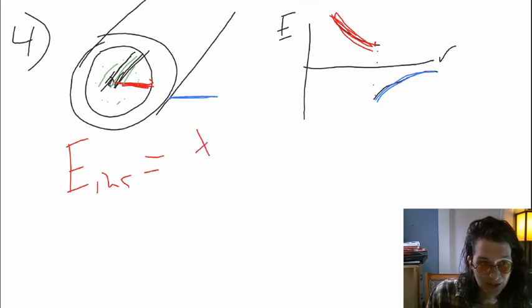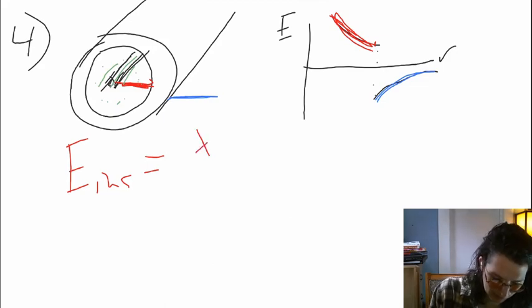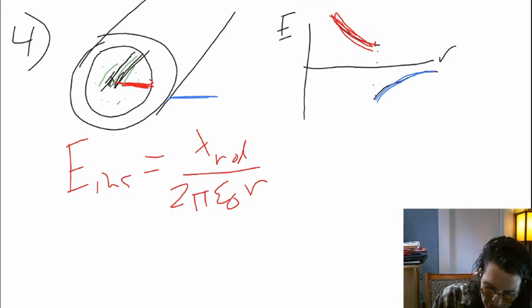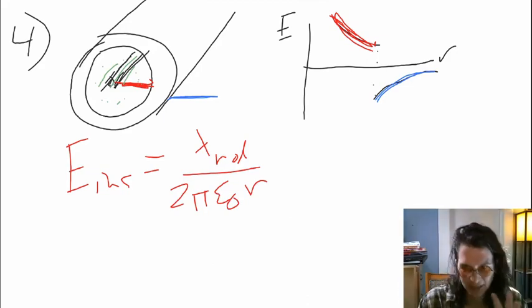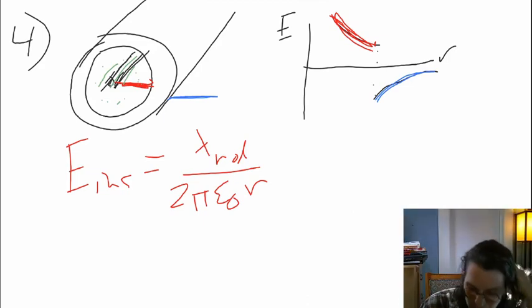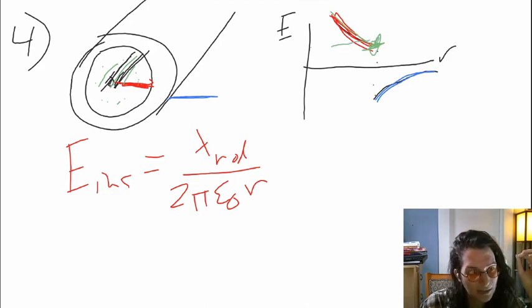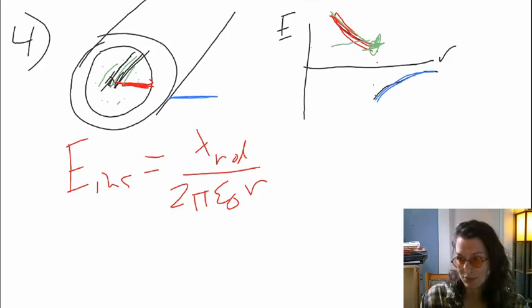What is my lambda enclosed inside? That'll just be lambda of the rod, and then I have over 2 pi epsilon naught r. So what do I use for my value of my electric field? Well, again, I'll leave reading the graph to you, but we have to read our graph to find our value of our electric field right here. What value does that approach? That's going to be your electric field, and we know the radius r. Again, you have to read it off the diagram.